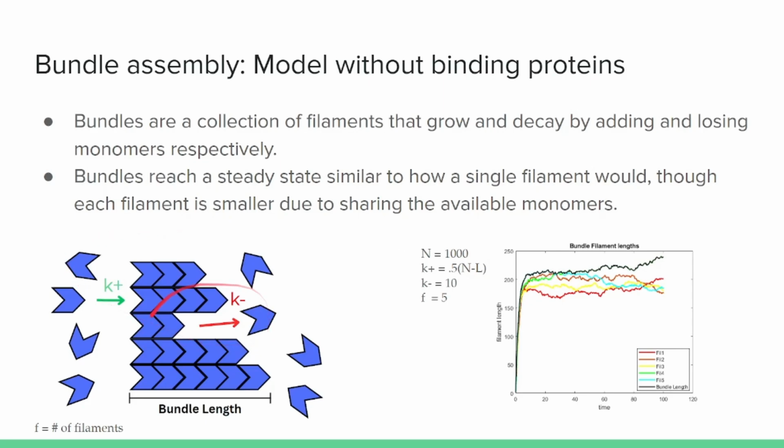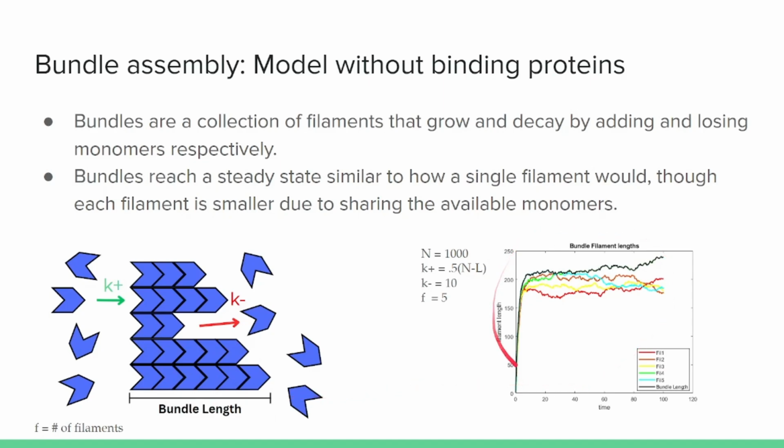So as you see in this schematic here, we have five filaments, which is represented by F. F is 5 for the bundle schematic down here. And bundles can grow and decay from any filament. There is no preference based on length. However, we do track the bundle length as the longest filament within the bundle.